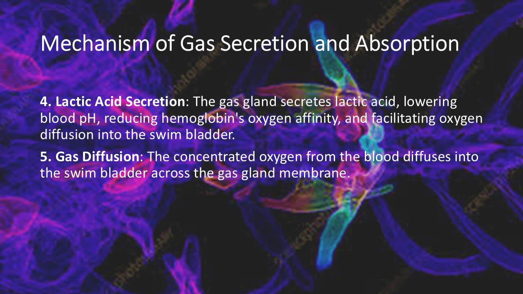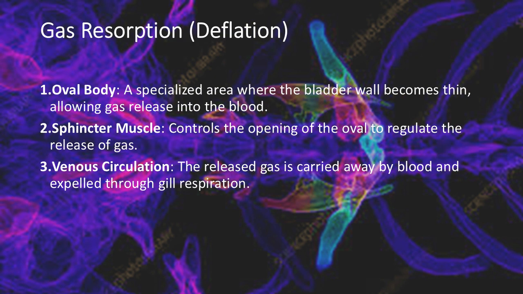4. Lactic acid secretion. The gas gland secretes lactic acid, lowering blood pH, reducing hemoglobin's oxygen affinity, and facilitating oxygen diffusion into the swim bladder. 5. Gas diffusion. The concentrated oxygen from the blood diffuses into the swim bladder across the gas gland membrane. Gas resorption, deflation. 1. Oval body.